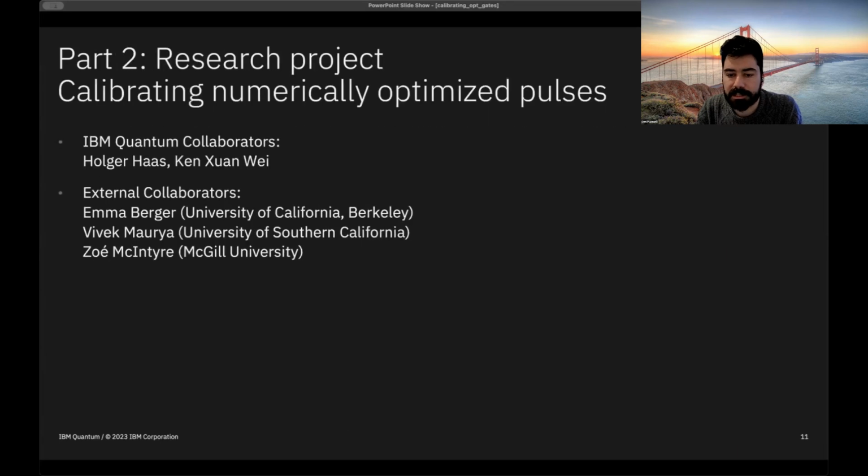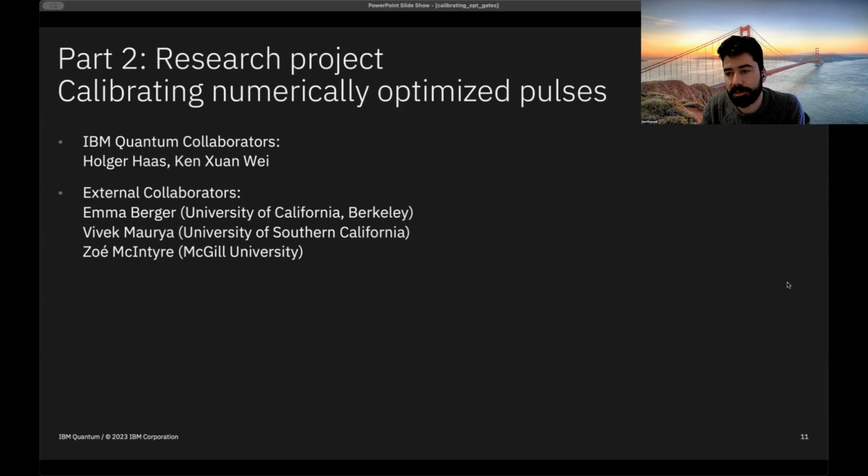So again, the beginning was just some random things that I would have in a first conversation with somebody, say an intern at IBM. Now I'm going to get into the second half of the talk, which is this research project on calibrating numerically optimized gates. This is work done with some collaborators at IBM, Holger Haas and Ken Wei. And this work was done over the last couple summers with some interns. This past summer, Emma worked with us, and the previous summer, Vivek and Zoe worked with us, and they were really, really awesome interns.